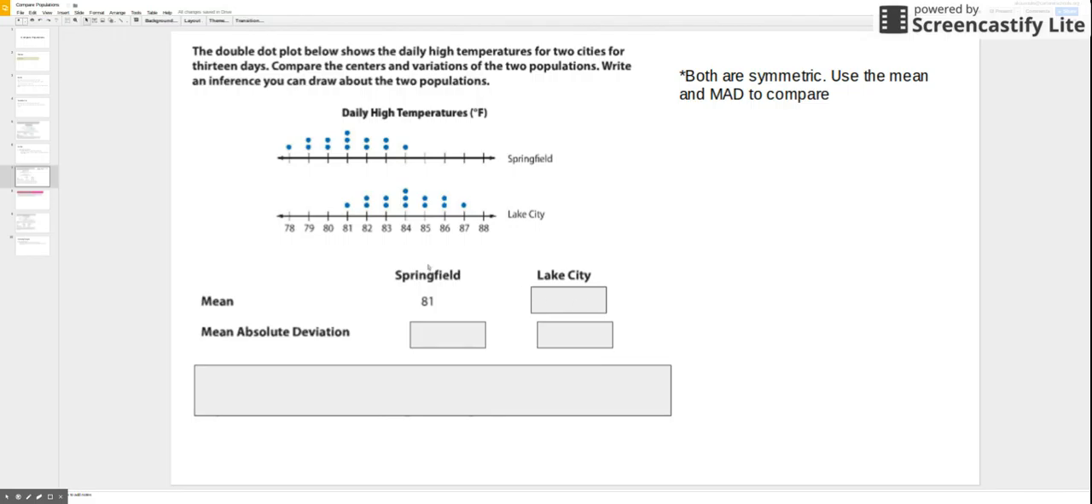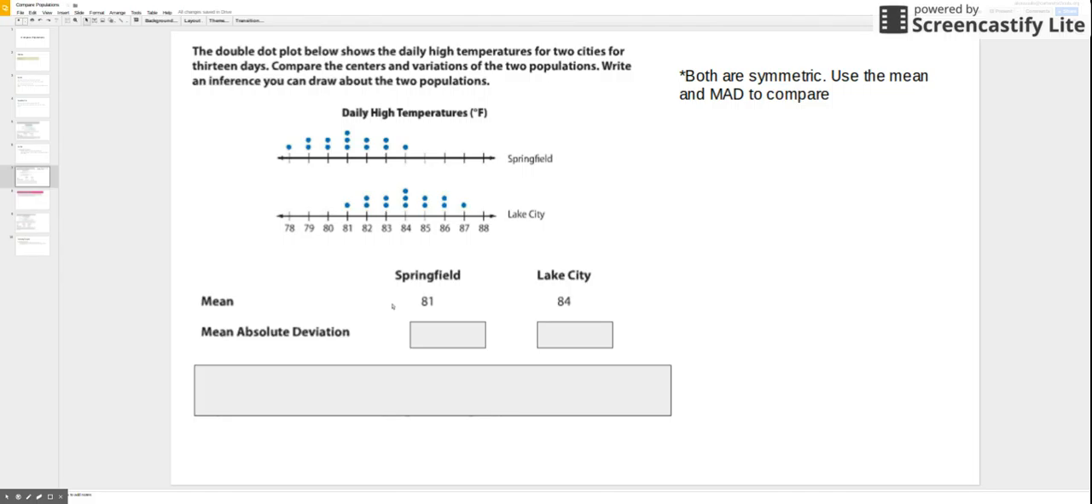Your mean for Lake City, you do the same thing. So add 81, 82 plus 82, 83 plus 83, 84, 84, 84, 85, 85, 86, 86, and 87. And then you would divide it by all the dots that are there. So you would get your mean to be 84.